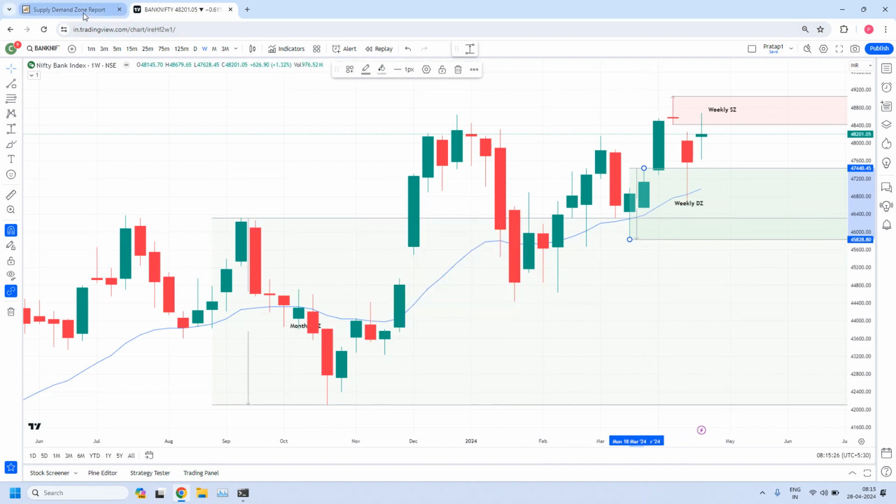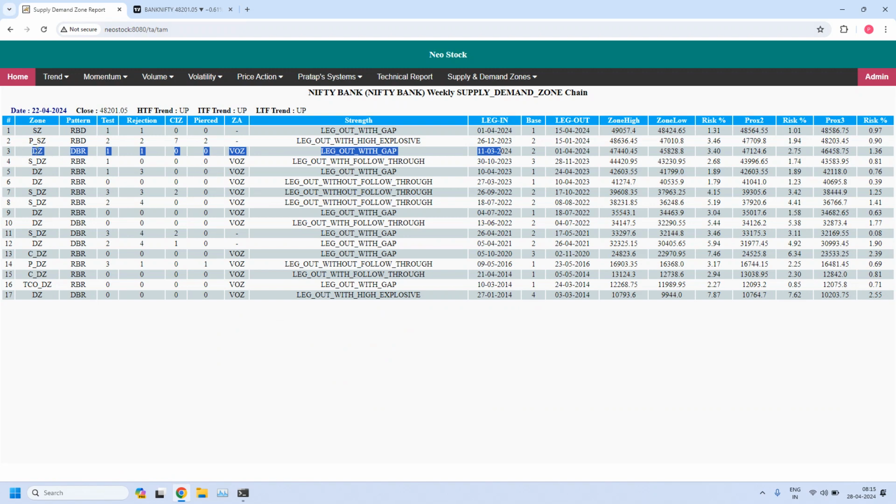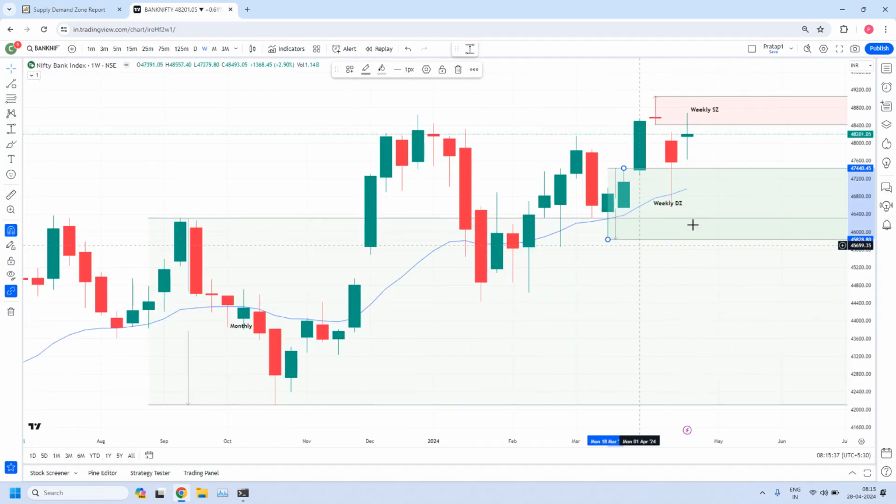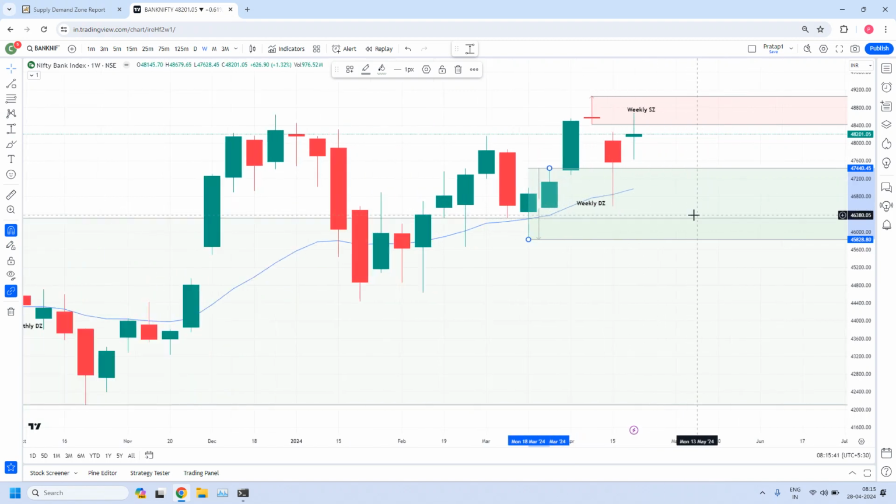So it's a normal weekly demand zone, right? Yeah, this is the normal demand zone. Below we have a high liquidity weekly demand zone. And look into this demand zone. Why is it so special? Because it is having weekly EMA confluence.